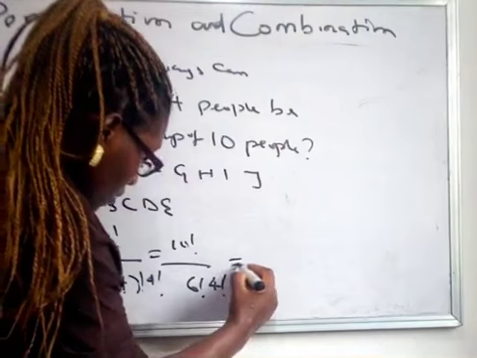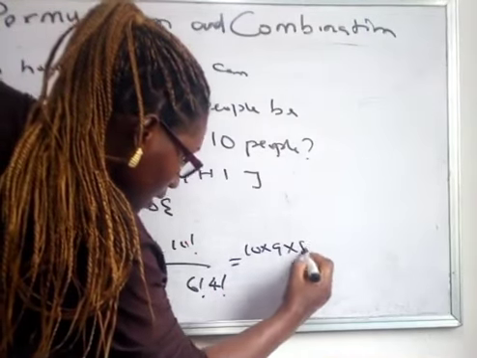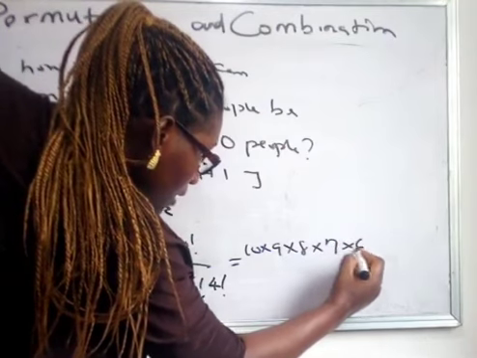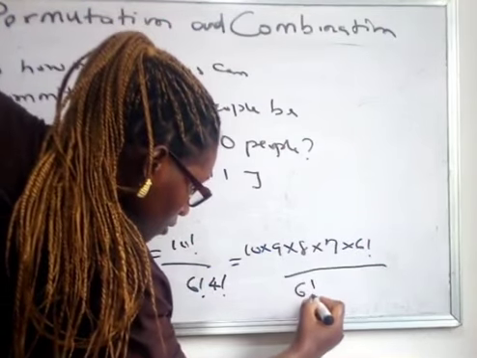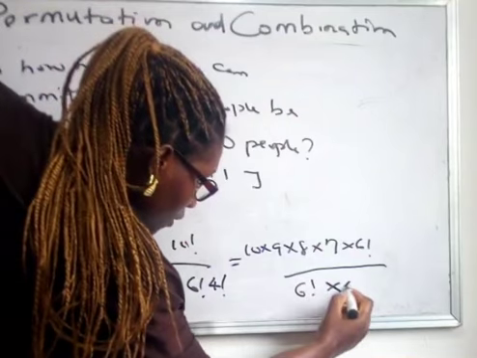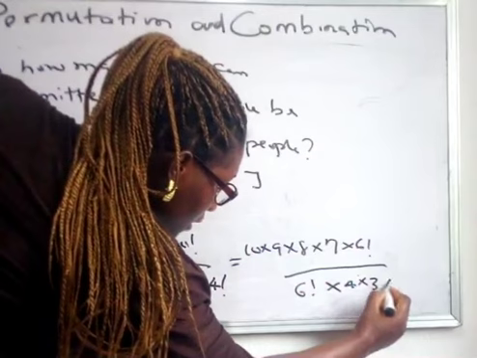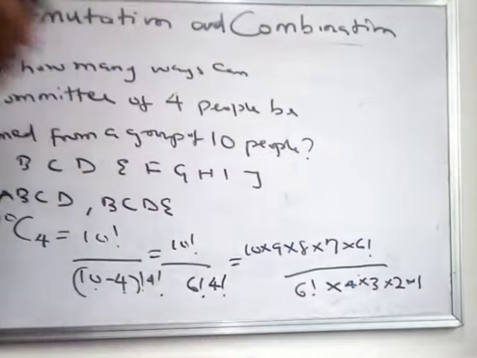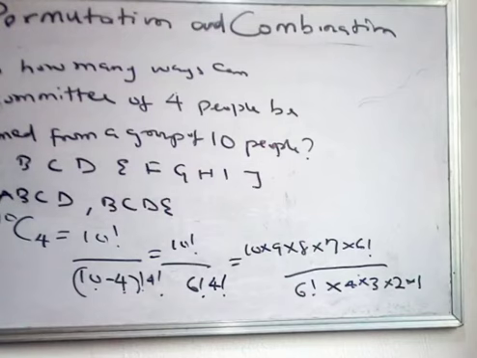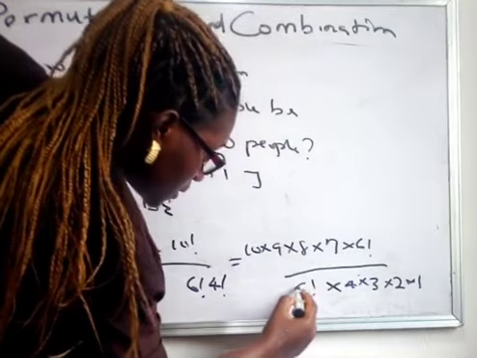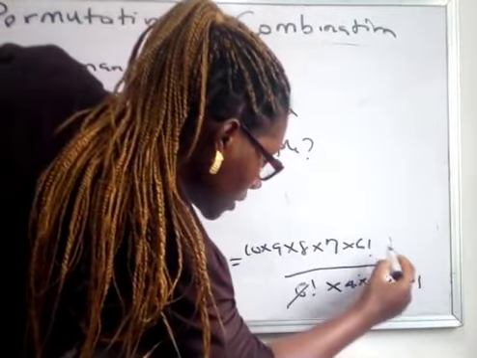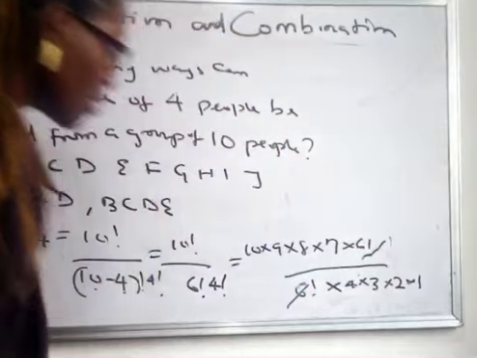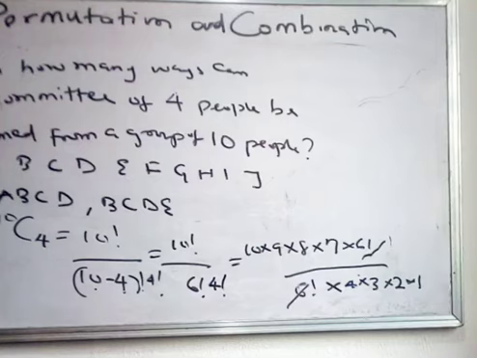So let's evaluate this. We have 10 times 9 times 8 times 7 times 6 factorial over 6 factorial times 4 times 3 times 2 times 1. I stopped at 6 factorial because I want it to divide this one here. So the 6 factorial here takes away the 6 factorial at the extreme. So we are left with 10 times 9 times 8 times 7 over 4 times 3 times 2.